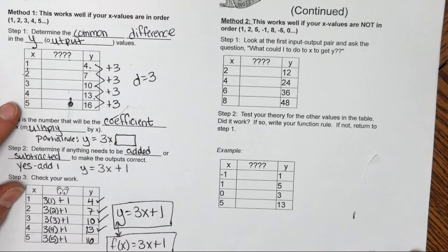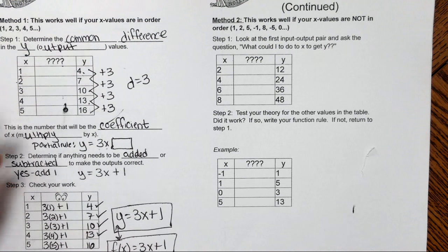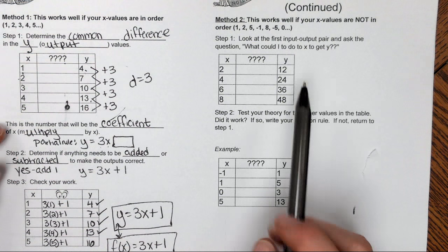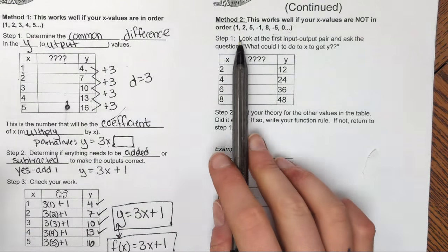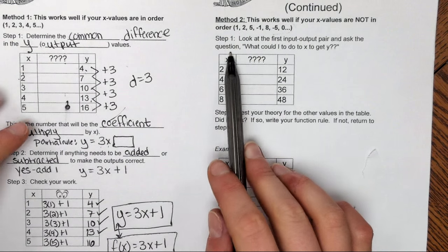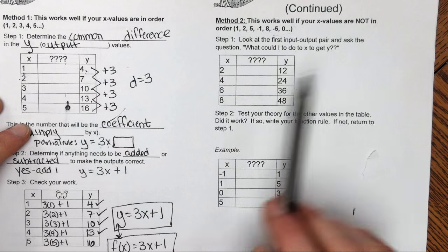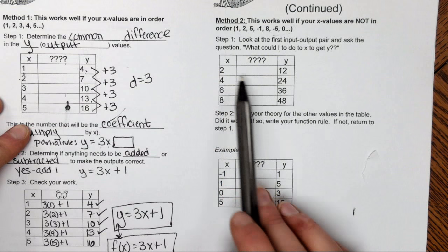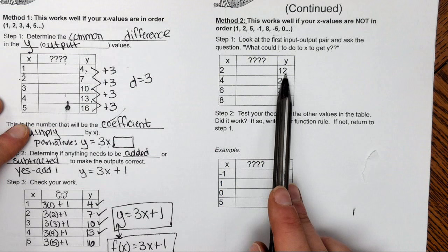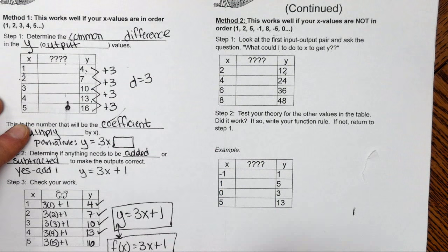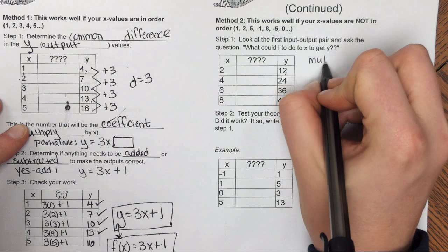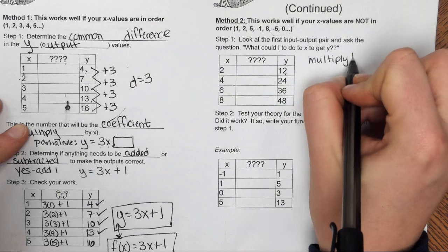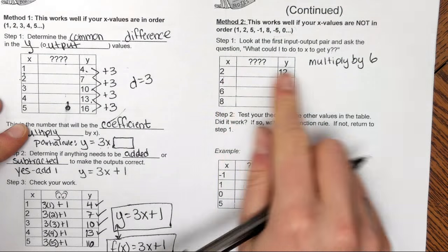All right? Method 2. This works well if your x values are not in order. So if you skip numbers or they're just not consecutive, this works pretty well. So number 1, look at the first input-output pair and ask the question, what could I do to x to get to y? Okay, so what could I do to 2 to get to 12? And I like to make a list of my options. So what I might be able to do is multiply by 6. 2 times 6 is 12.